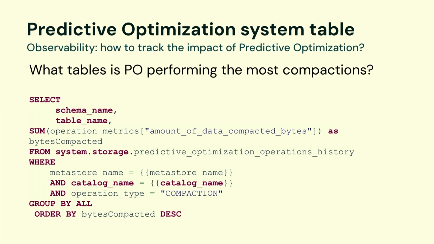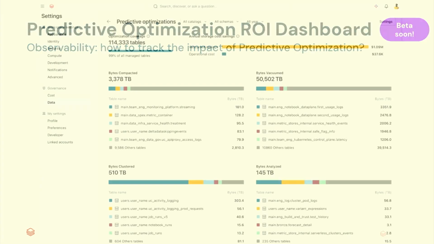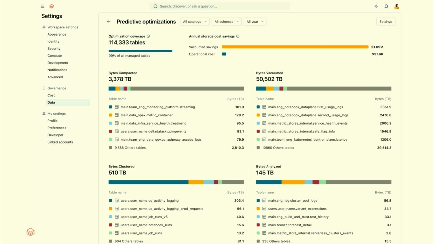And it could also be difficult to set up explicit monitoring to compare the before and after impact of predictive optimization. That being said, predictive optimization is all about making data management autonomous. So can we do better? This is why we built a predictive optimization return on investment dashboard, which I'm excited to announce will go beta very soon. Let me walk you through the dashboard.